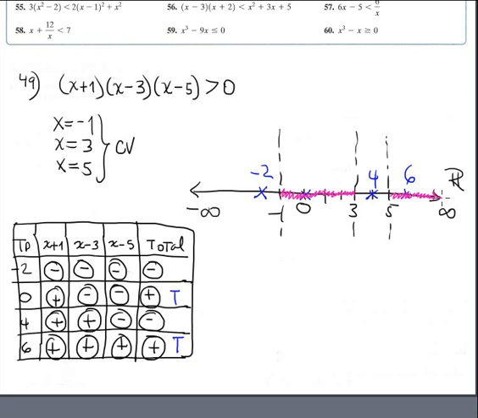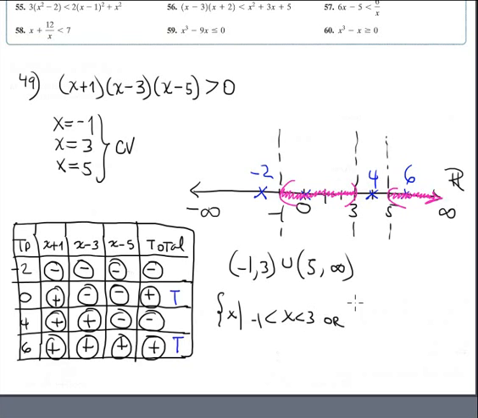Of course, this is a strict inequality. The endpoint does not belong to the solution. Now the solution in interval notation is negative 1, 3, union 5, infinity. This is x such that x is in between negative 1 and 3, or x is greater than 5. Okay, this is the solution for the 49.